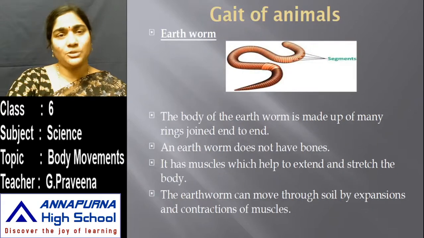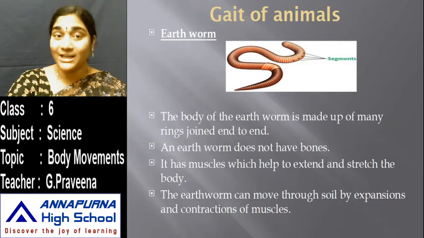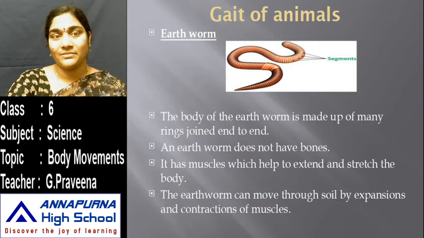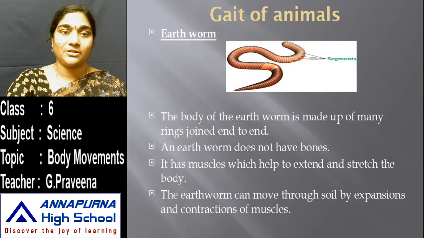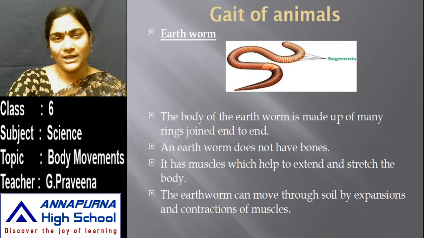Then how does this movement take place in animals? Do they consist of bones like us? Then how is the movement possible in animals? So let us talk about the gait of animals. Here we are talking about the earthworm. What does it consist of? You can see that the earthworm crawls over the ground. Does it consist of any bones in it?